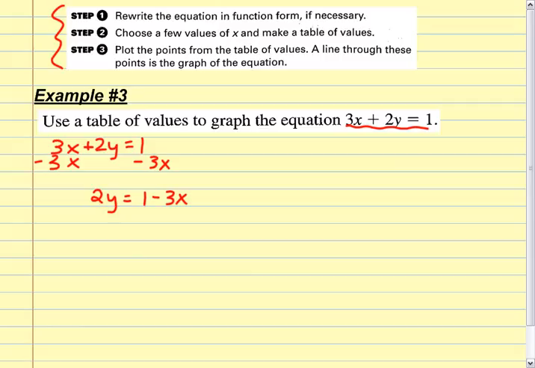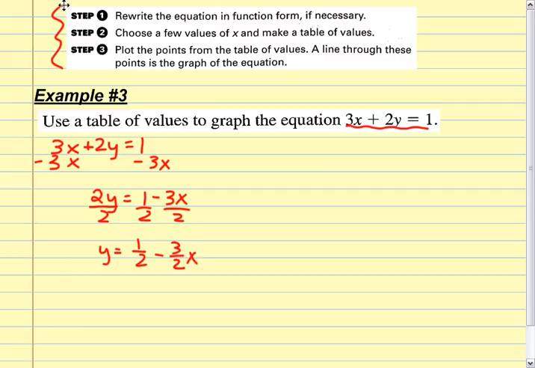Now what? Divide by 2, but that means divide everything by 2. This divides by 2, this divides by 2, this divides by 2. So now I've got y is equal to 1/2 minus 3 over 2x. Do you mind if I write the fraction out to the side? Is that all right? Yeah.